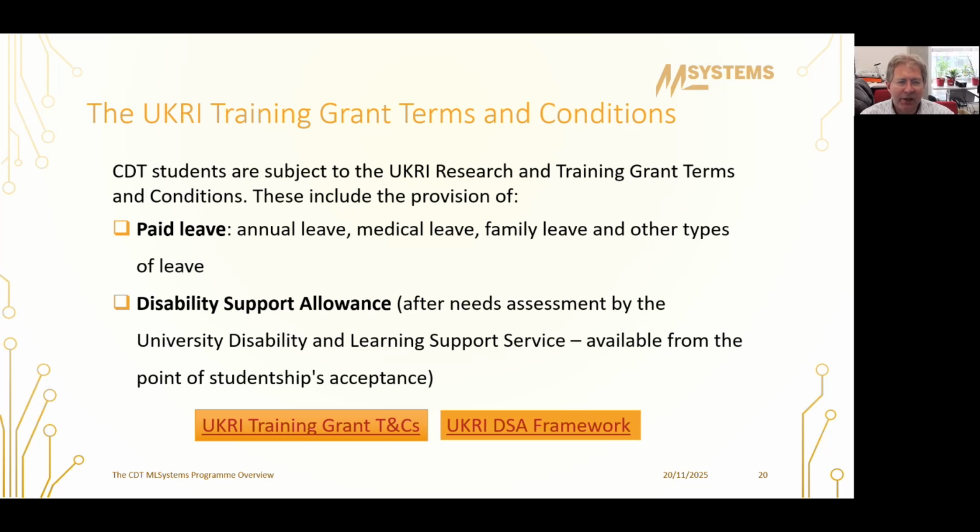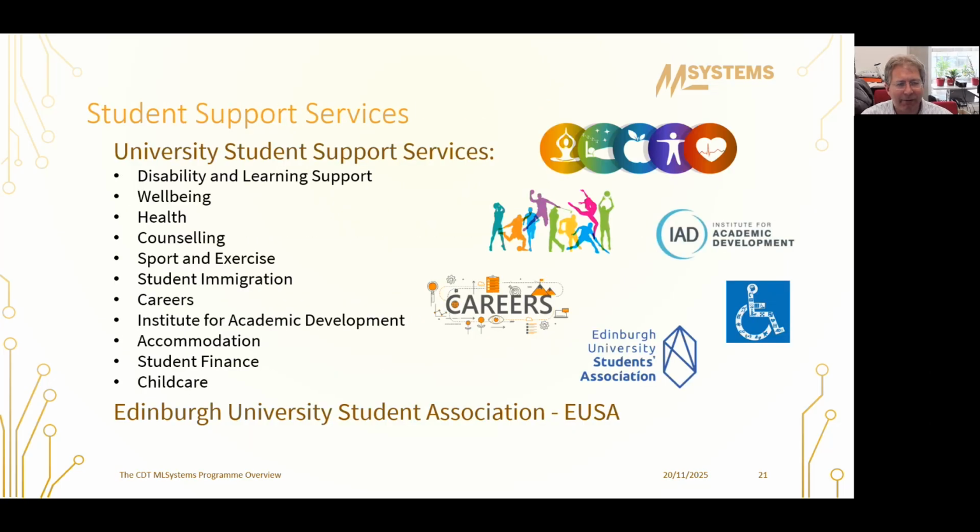So different sorts of support in cases that you need it, as well as a disability support allowance if that is appropriate. So there's a lot of provision within our training grant terms and conditions for support for PhD students in that sort of way. But we also have a lot of different student support services that you can call on as you need them or link up with. So those are all available to all of our students, and you can develop in those ways there.